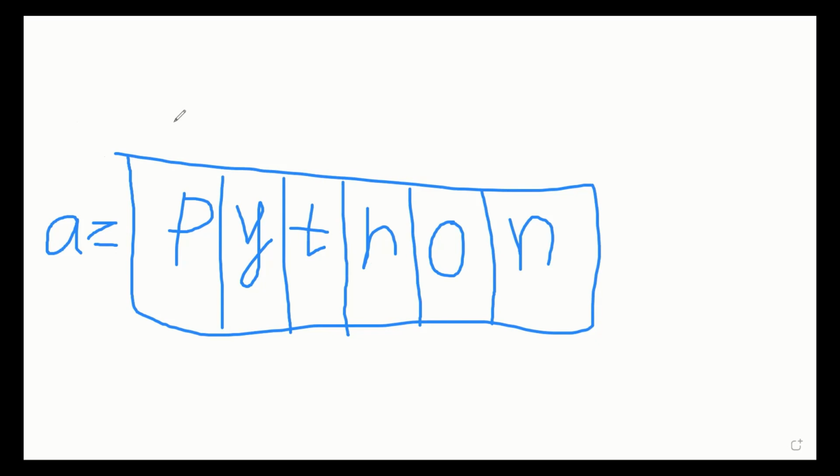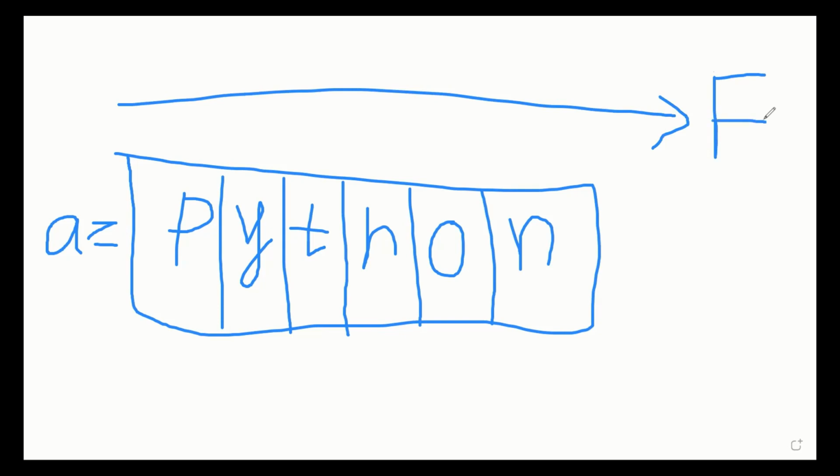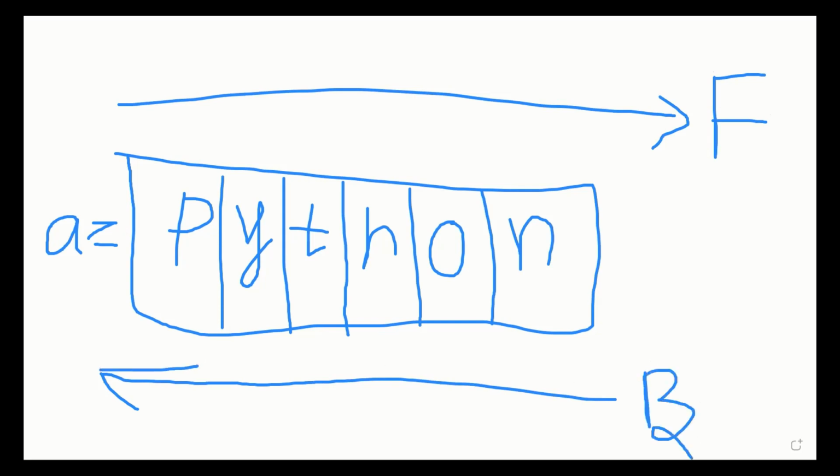In a string, we have two types of accessing. One is positive accessing, and another one is negative accessing, or we can say forward or backward. If it is going this way, then we say it is forward accessing, or forward indexing. If it goes in the backward direction, then we say it is backward accessing or backward indexing, or you can say positive or negative indexing.